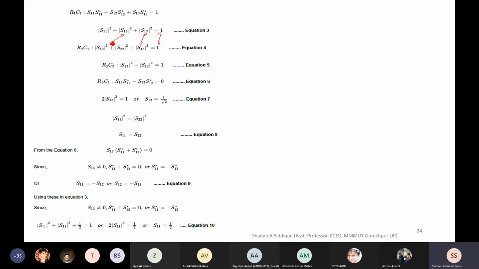So from this we can compare, and we can find it out. S11 is equal to S22. Okay, S11 square is equal to S22 square. So from this we can take S11 should be equal to S22.